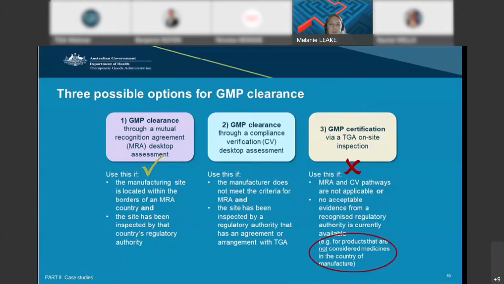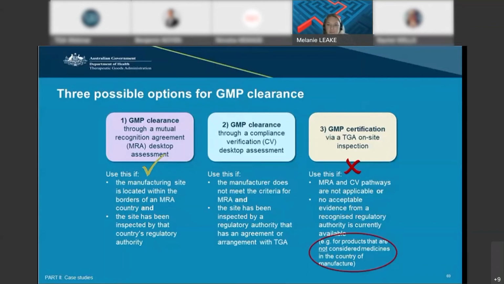Then the third is the GMP Certification Pathway. You could use this if the MRA or CV pathway is not applicable or no acceptable evidence from the recognised regulatory authority is currently available. So for example, if you require a GMP certificate for your sunscreen, which may not be classed as a medicine in another country.